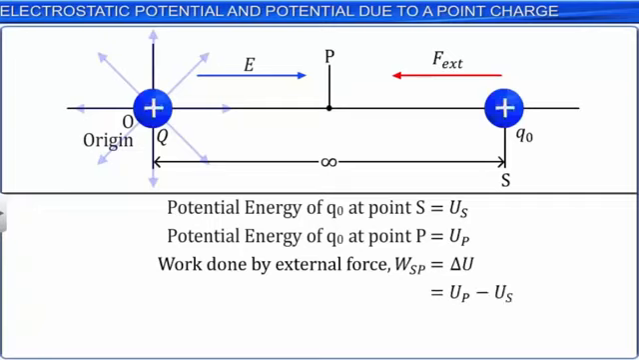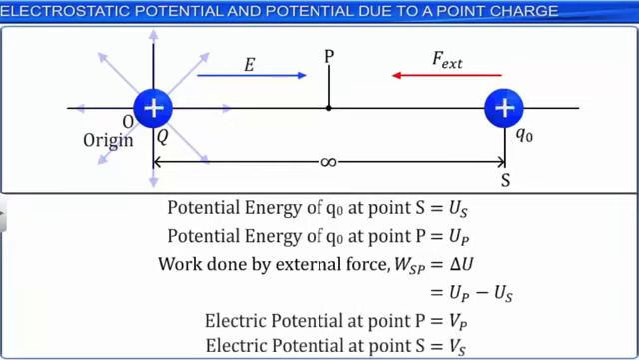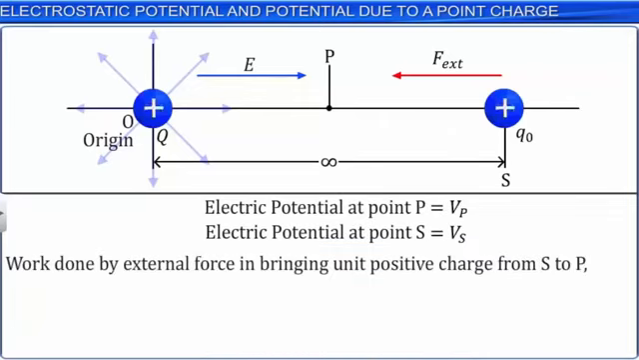If Vp and Vs denote the electric potentials at points P and S respectively, then the work done by the external force to bring the unit positive charge from S to P is equal to Vp minus Vs, which is in turn equal to (UP minus US) by q0.